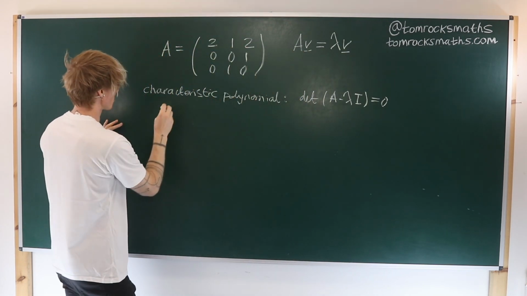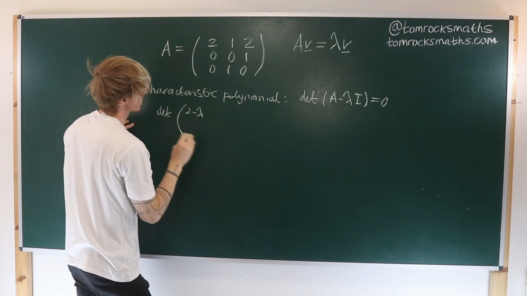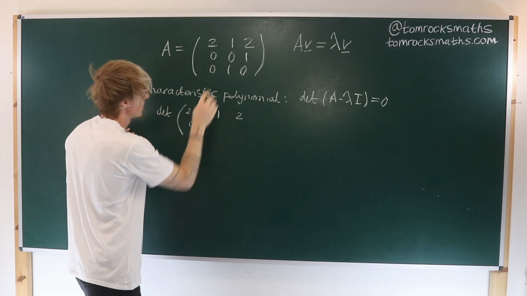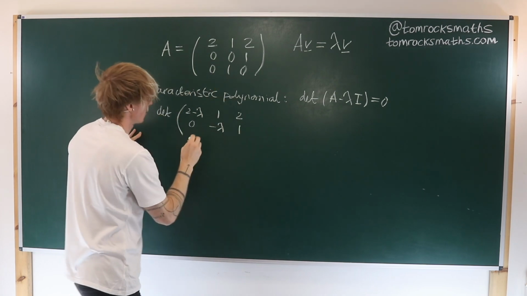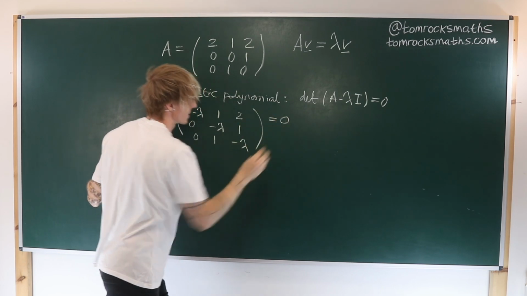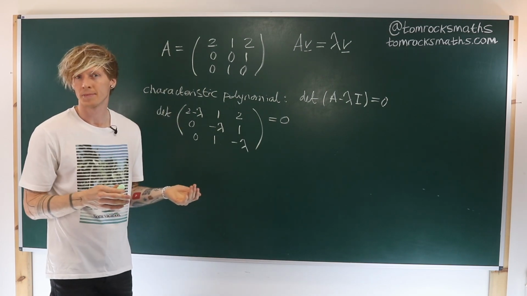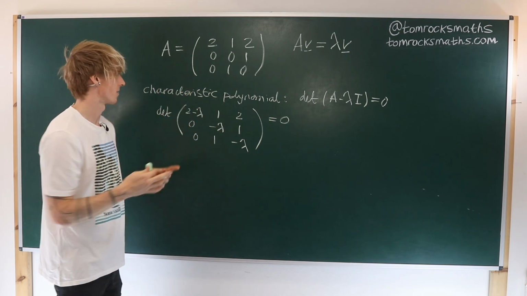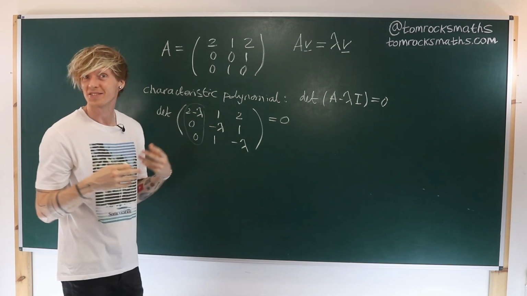So our matrix now becomes: 2 minus lambda, 1, 2. Then we get 0. This one now has a minus lambda and a 1. And on the bottom, 0, 1 minus lambda. And we need to solve this 3 by 3 determinant equal to 0. Now looking at the form of the matrix that we have, we can see that this first column contains a lot of zeros.